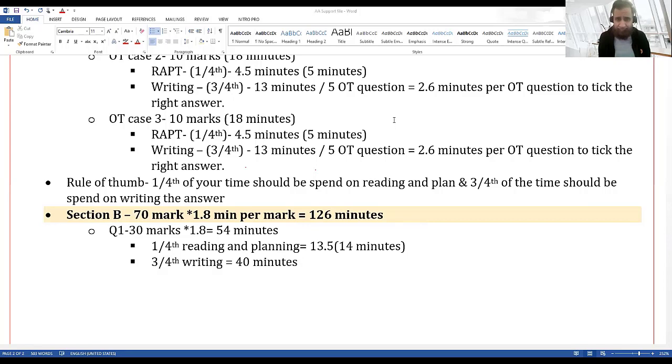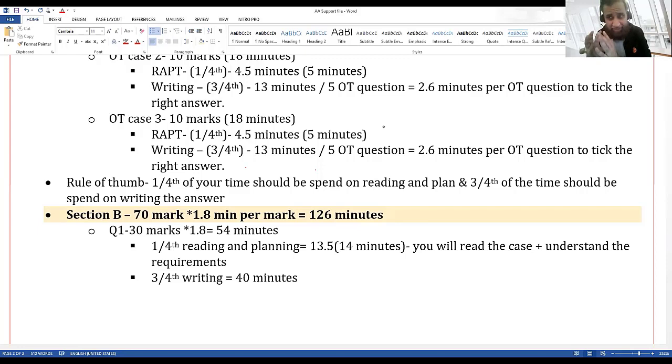Is that clear? I'm just rounding it off. 14 minutes of reading and planning time. So is question number one a big case study? Yes, you need to read the case and understand the requirements. So what will you do in 14 minutes? You will read the case plus understand the requirements. When you're practicing at home, you should ensure 14 minutes is spent on reading, planning and understanding the requirements, and then the 40 minutes is spent on writing a good answer.